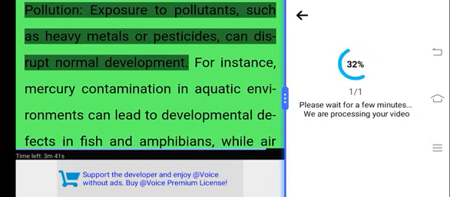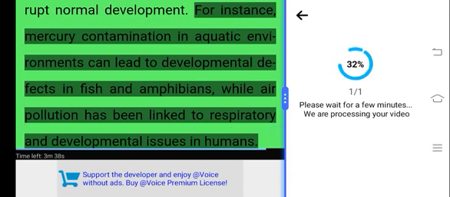Pollution. Exposure to pollutants, such as heavy metals or pesticides, can disrupt normal development. For instance, mercury contamination in aquatic environments can lead to developmental defects in fish and amphibians, while air pollution has been linked to respiratory and developmental issues in humans.